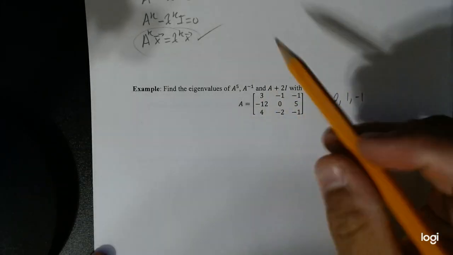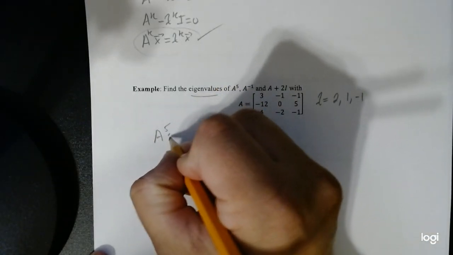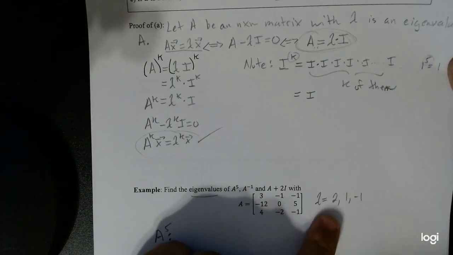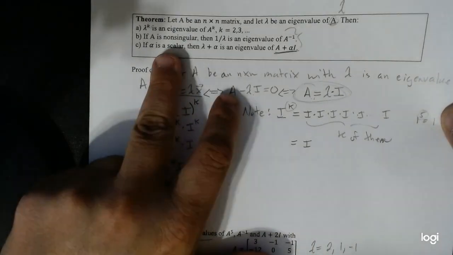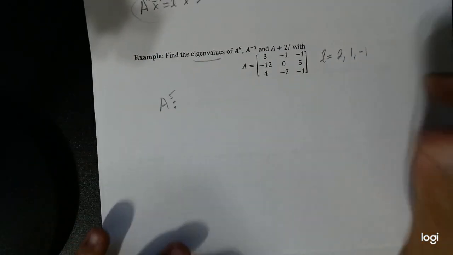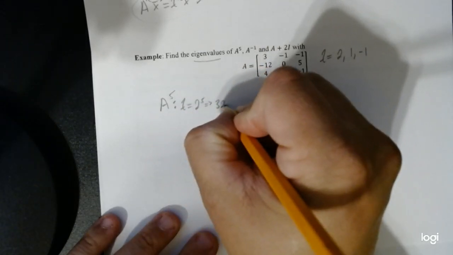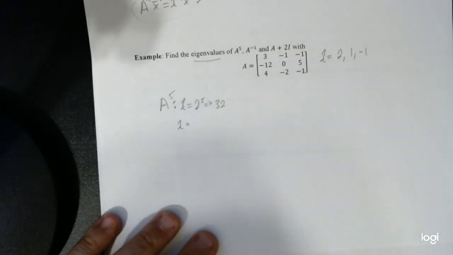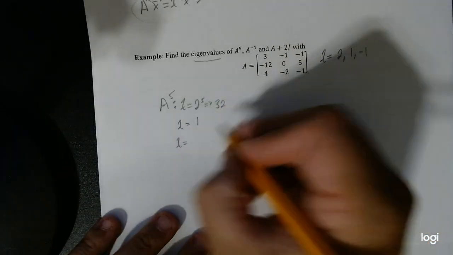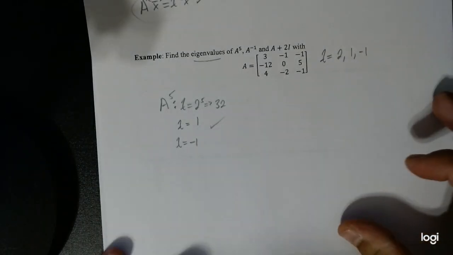So according to the theorem above, if I want to find the eigenvalues of A to the 5th, all that's saying is I'm raising every single eigenvalue here to the 5th power. That's what this one says, and we just proved it. So I just do 2 to the 5th, which gives you 32. 1 to the 5th, which just gives you 1. And then negative 1 to the 5th, which still gives you negative 1. Check. I mean, didn't have to do any work to get there.